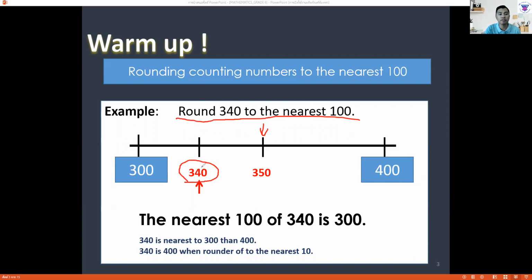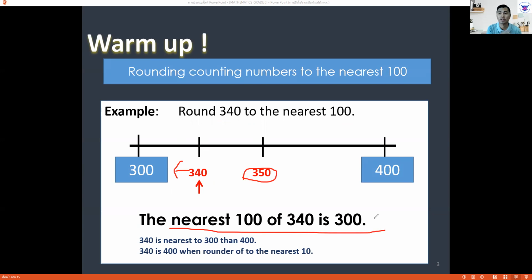Okay, so say for example 340. Is it nearest to 300 or 400? Yes, very good. That's it. So it should be nearest to 300, because it is before 350. So the nearest 100 of 340 is 300. That is the closer or the nearest to 340.